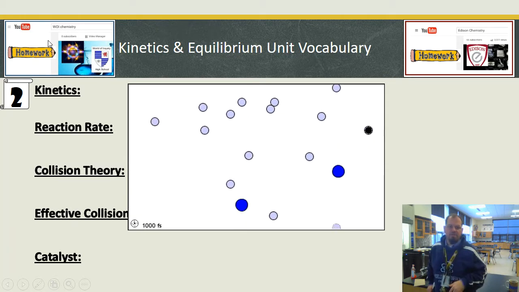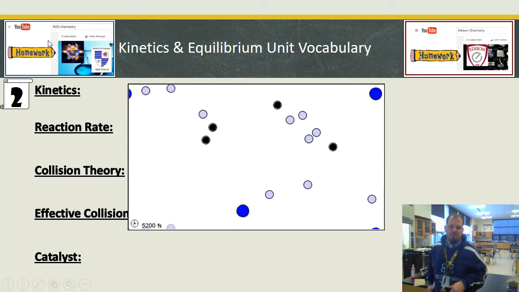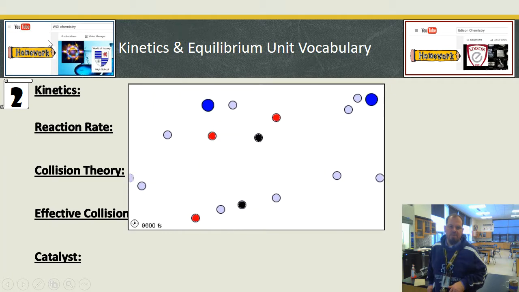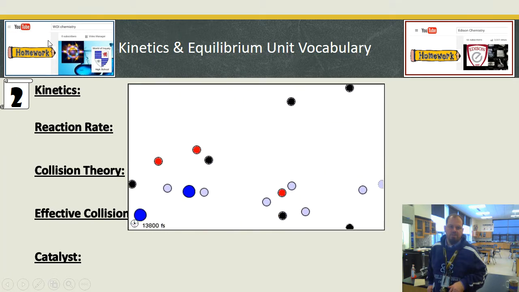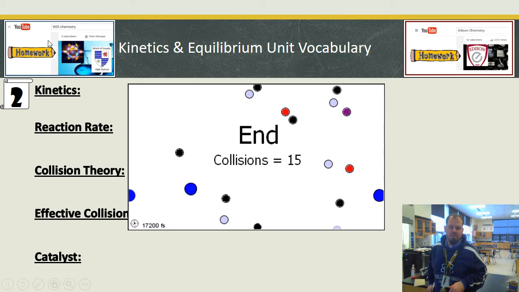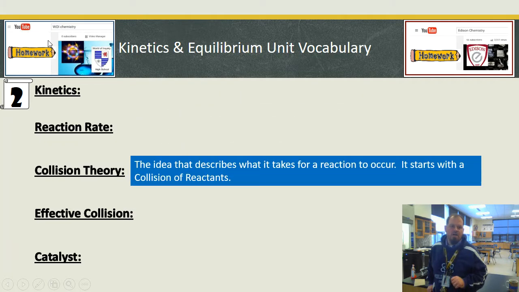Okay, collision theory. See here, things are colliding, and this thing is counting how many collisions happen in so much time, and they change color sometimes when they collide. Okay, collision theory is the idea that describes what it takes for a reaction to occur. It starts with a collision of reactants. And then we will define what that collision must be, and that's next.